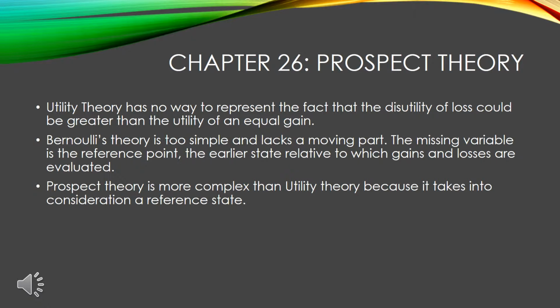Prospect theory explains how and why losses are more painful than gains, and this explains decision-making in a more comprehensive way than expected utility theory. Losses are felt more extremely than gains because people do not like to lose. Bernoulli's theory is too simple and lacks a moving part. The missing variable is a reference point, the earlier state relative to which gains and losses are evaluated. Utilities are attached to changes of wealth rather than states of wealth. Prospect theory defines outcomes as gains and losses, not as states of wealth. When it comes to gaining, we tend to take the sure thing, and when it comes to losing, we tend to take the gamble.